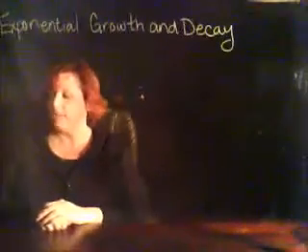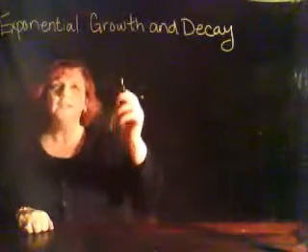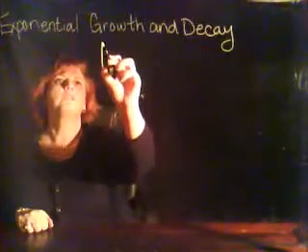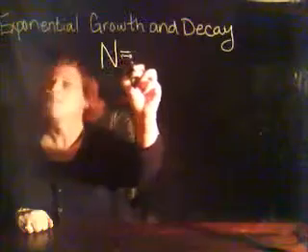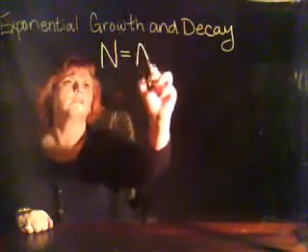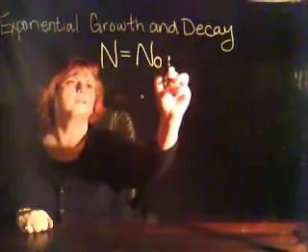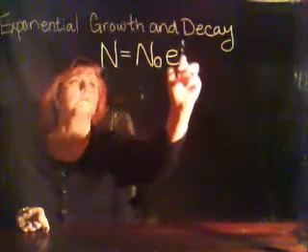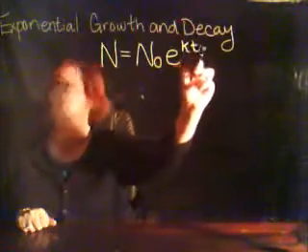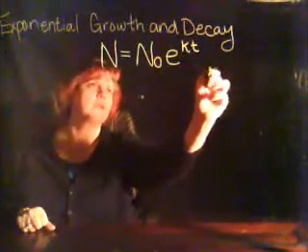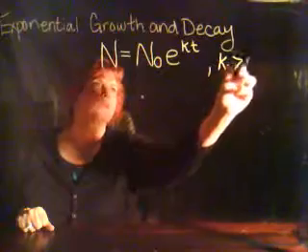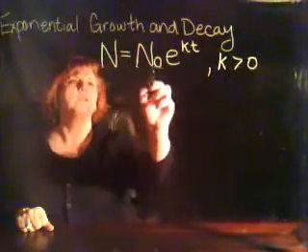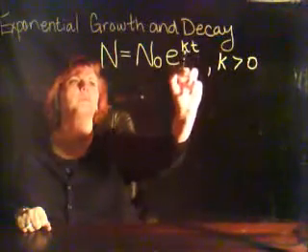So today we're going to look at exponential growth and decay. There is a general formula that we are going to apply, and it looks like this. And our k is going to be greater than 0. So N equals N sub 0 e raised to the kt.